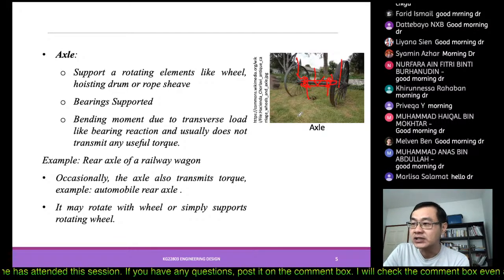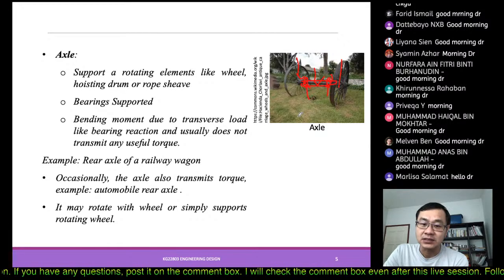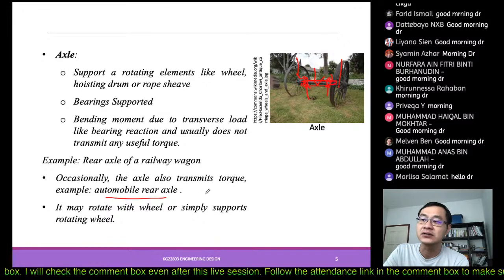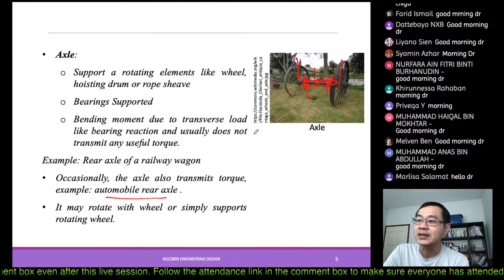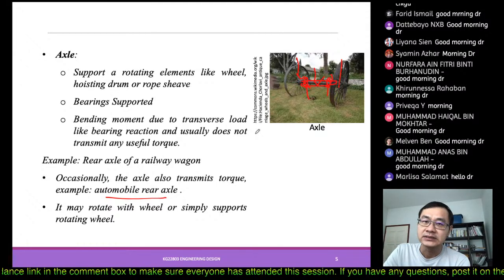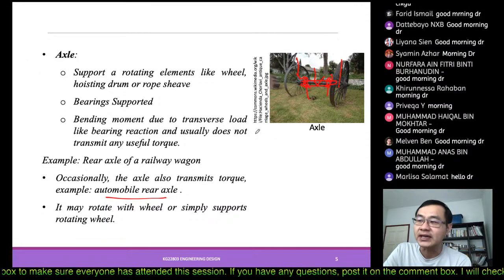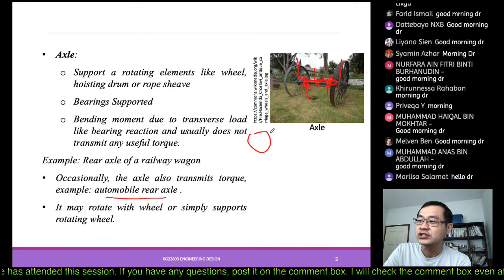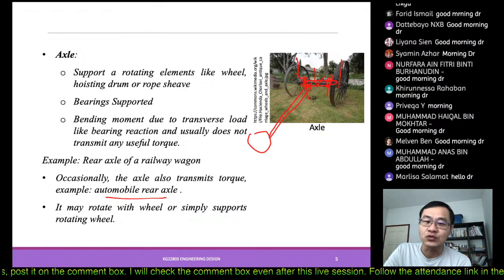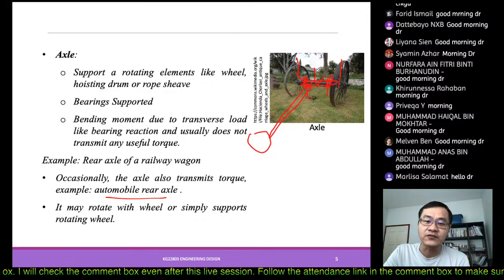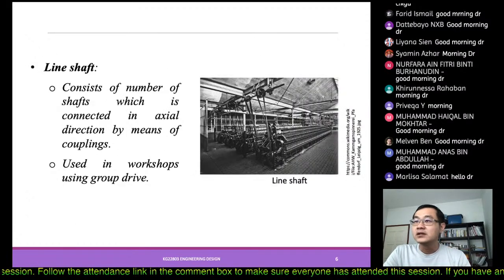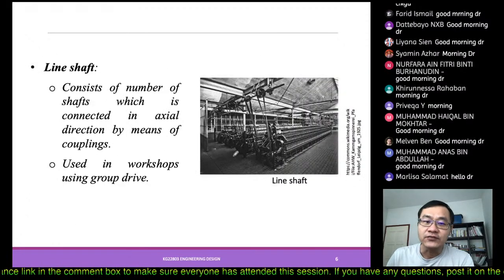Occasionally an axle will also transmit torque. Sometimes, for example, our cars' rear axles, where some cars are powered or moved from the engine, which is connected to the back, so the axle itself will rotate together. Whereas another type of shaft will be the line shaft.